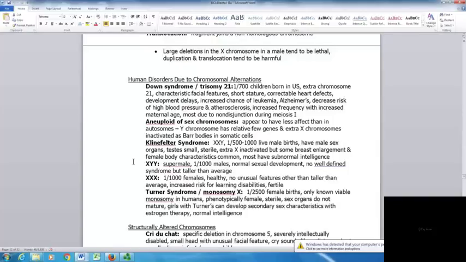Turner syndrome, or monosomy X, is the only known viable monosomy in humans. It's about 1 in 2,500 female births. Phenotypically, they're female, sterile. Their sex organs don't typically mature. Girls that have Turner syndrome can develop secondary sex characteristics with estrogen therapy. They'll tend to have normal intelligence.